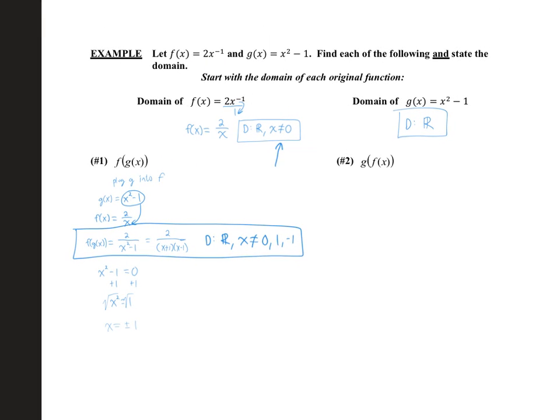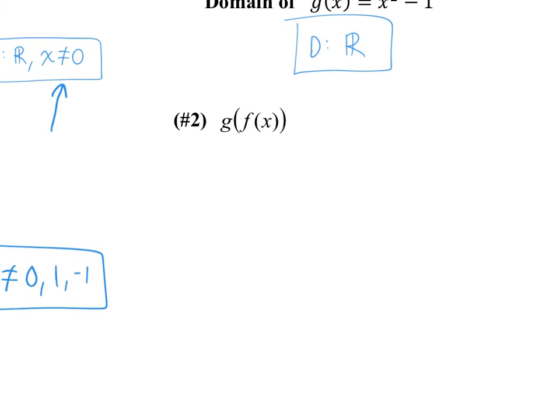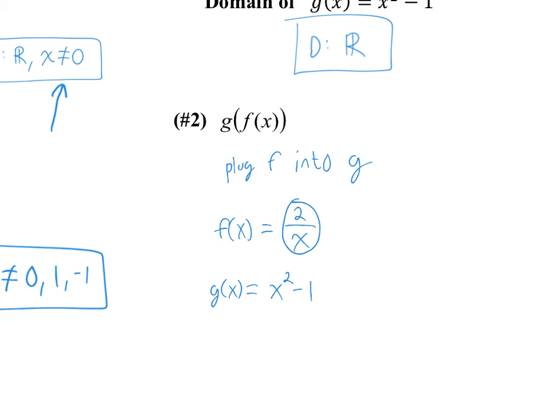All right, sounds good. Let's talk about g of f of x now. Now are we plugging f into g or g into f? We are plugging f into g. So f of x equals 2 over x, and g of x equals x squared minus 1. So we're taking this 2 over x, and we're going to plug it in for x in the other equation. So we're going to plug this in for x right here.